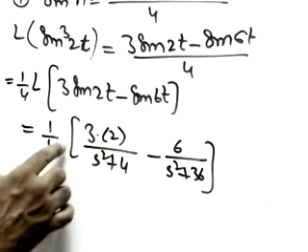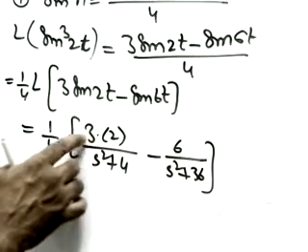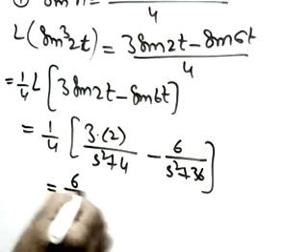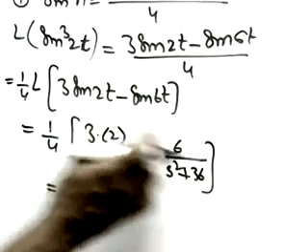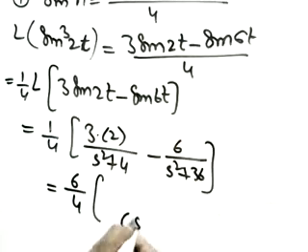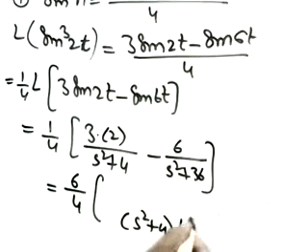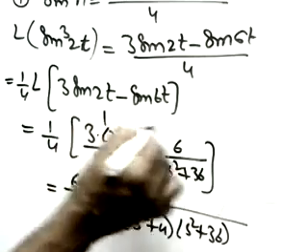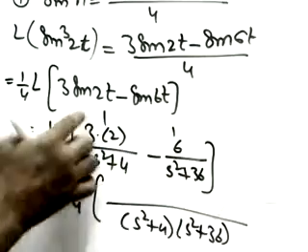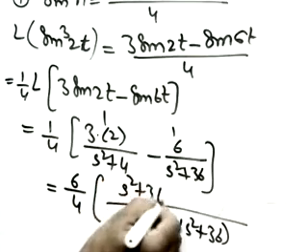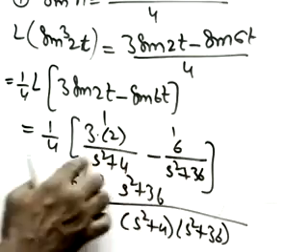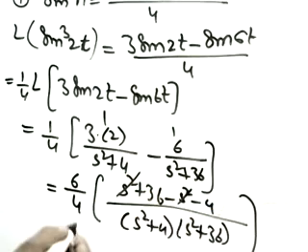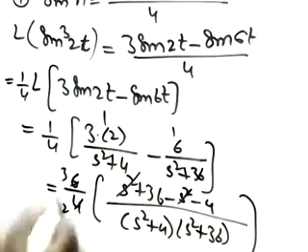6 square is 36. Now one thing, we can take 6 common. 2 3s are 6, 6 6s. If you take 6 outside, it will be 6 by 4. Now here one is left, here one is left. Let me take LCM here: s square plus 4 into s square plus 36. Watch carefully. We have taken 6 common, here one is left, here one is left. So this will multiply with s square plus 36. So this will come here, minus into plus, minus s square minus 4. So plus s square minus s square cancel.